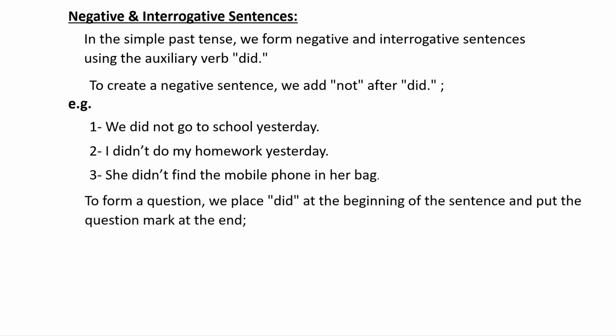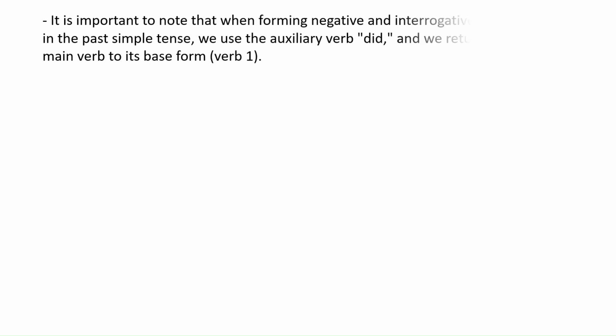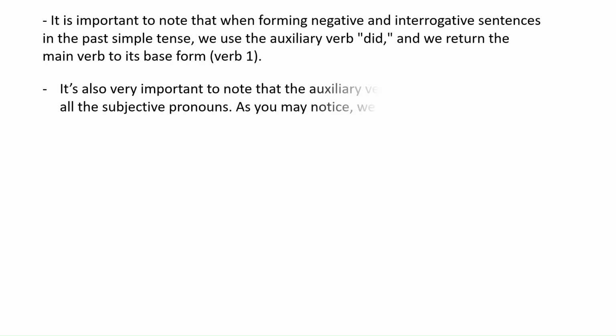To form a question, we place did at the beginning of the sentence and put a question mark at the end. Examples: 1. Did you sleep well last night? 2. Did Ahmed join the basketball team last year? 3. Did you learn how to play the guitar last year? It's important to note that when forming negative and interrogative sentences in the past simple tense, we use the auxiliary verb did and we return the main verb to its base form.